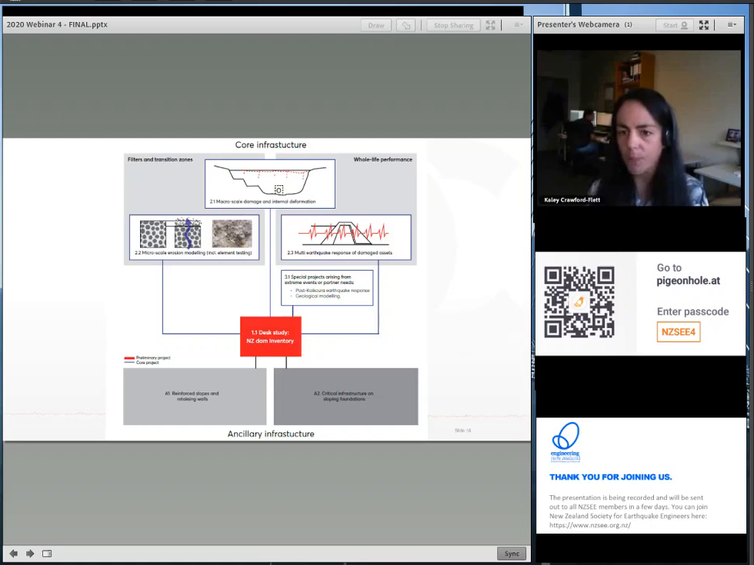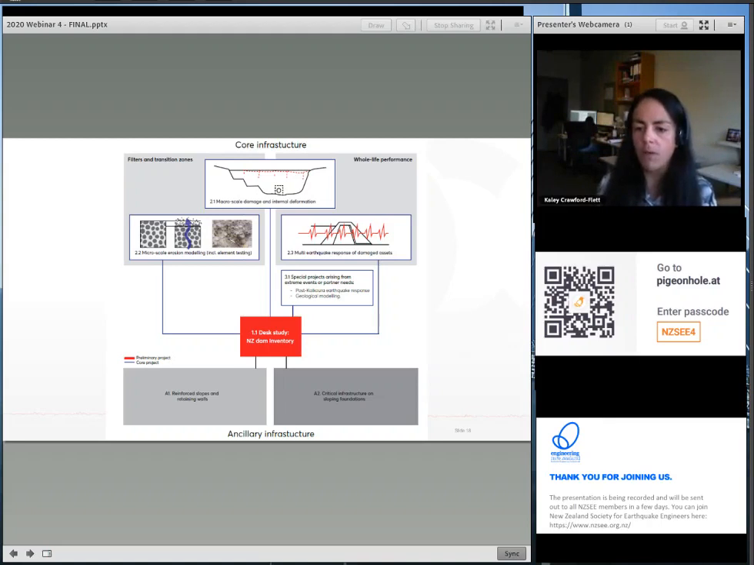We have filter and transmission zones. We are looking at microscale modelling of the way soils erode in combination with macroscale damage and internal deformation, linking into 2.3 multi-earthquake responses of damaged assets. So looking not only at an earthquake aftershock sequence, but also the cumulative impact of seismic activity over a dam's life.